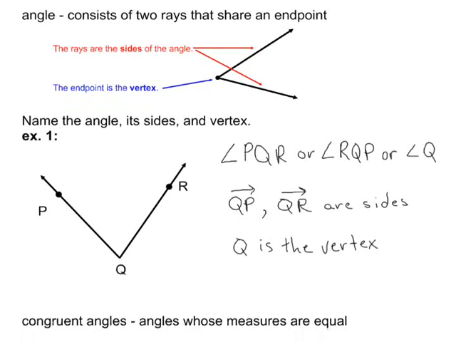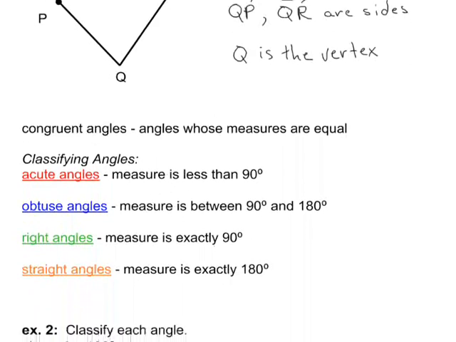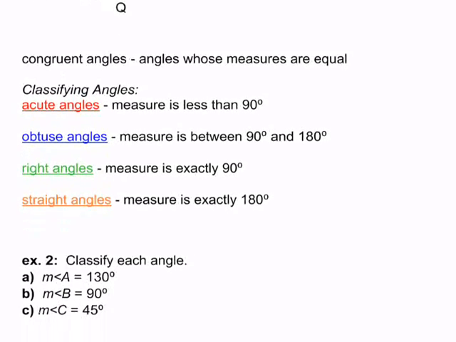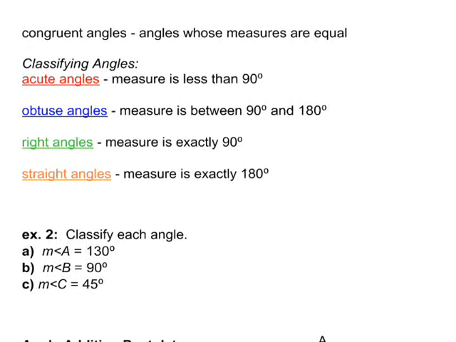Let's talk about classifying angles and congruent angles. Congruent angles are just like congruent segments where if their measures are equal, we call them congruent, and we can use the congruency symbol that looks like an equal sign with a squiggle on top. So if I wanted to say one angle is congruent to another, I would use this symbol here.